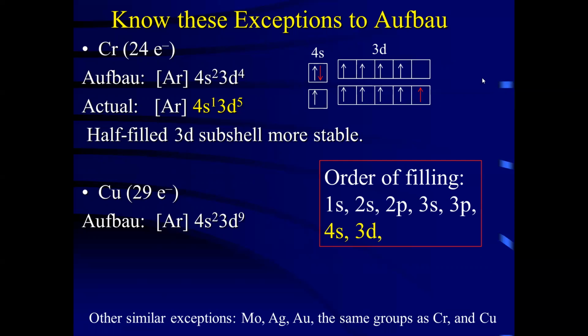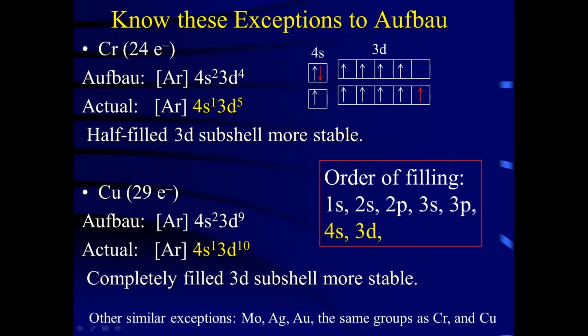Similarly, for copper, we have 29 electrons. If we follow the sequence I showed you at the beginning of this lecture, we should end up with 4s2 3d9. Yeah, there should be 9 electrons on the d orbital. However, in reality, copper's 3d orbital has 10 electrons, and there's only 1 electron on the 4s orbital, like this. In short, this is reality.